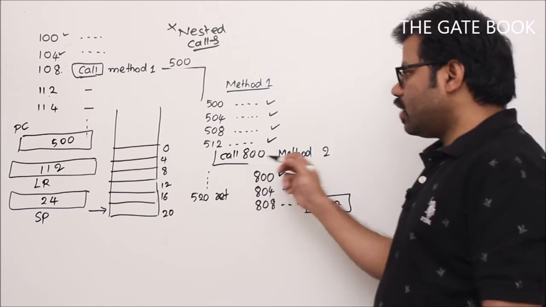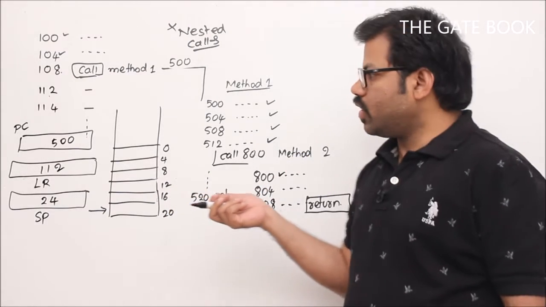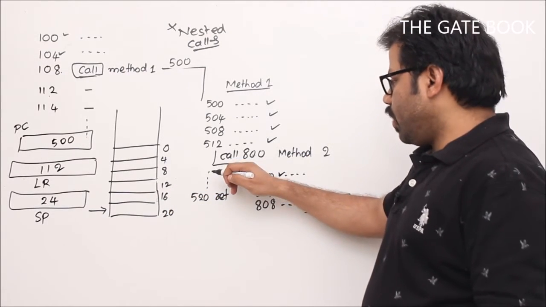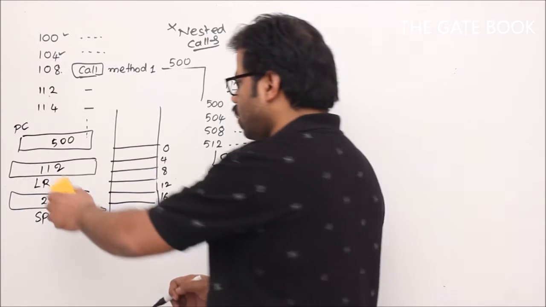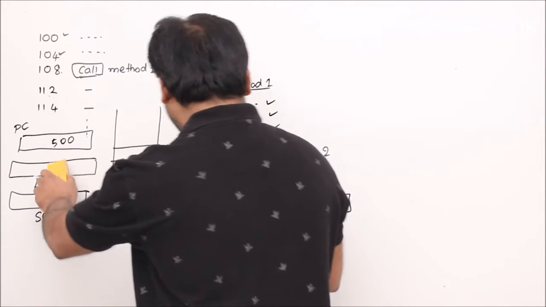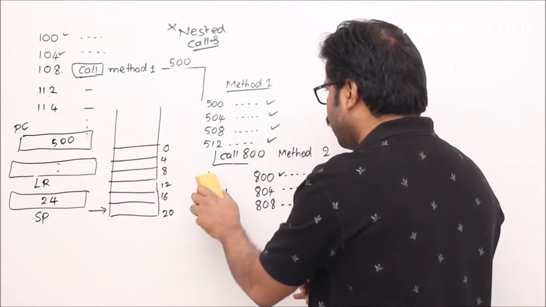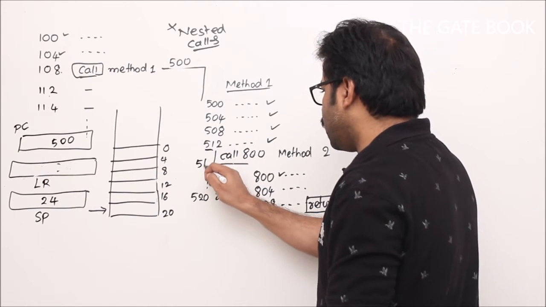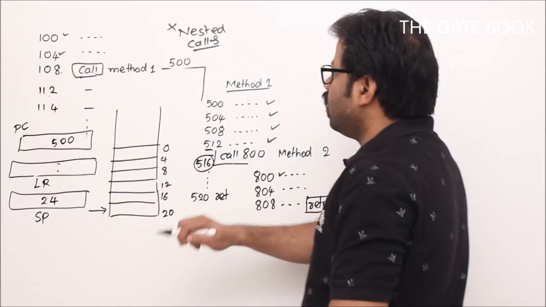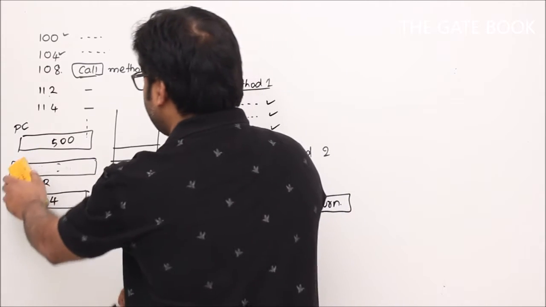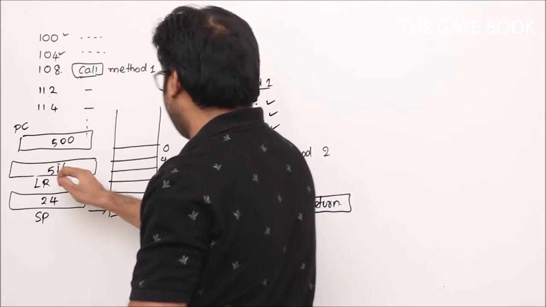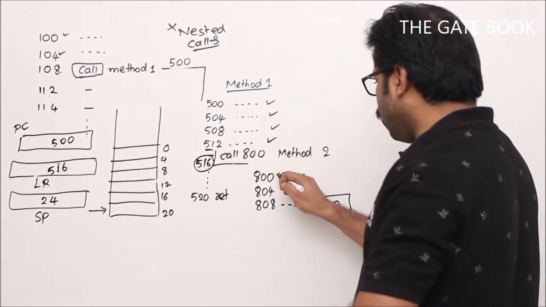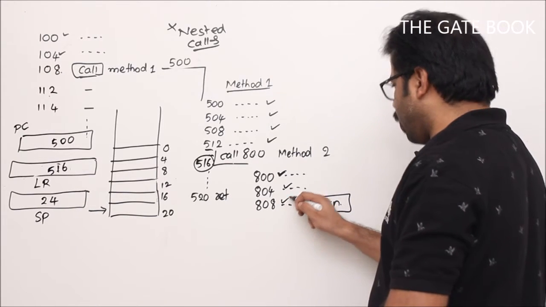Recall, whenever there is a call, what does the call instruction's execution say? Because of the call instruction execution, the link register will get the return address. After 800, after 512, where should we go? 516, correct? This is the return address. Now change it to 516. Now blindly go to 800 and execute 804, 808.